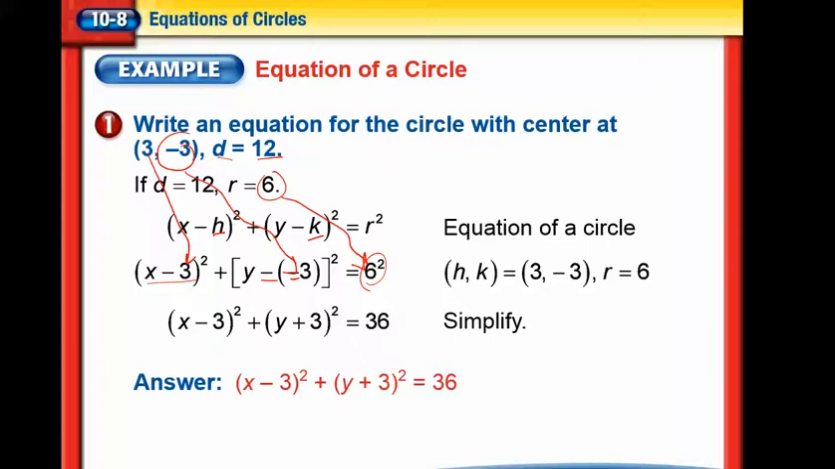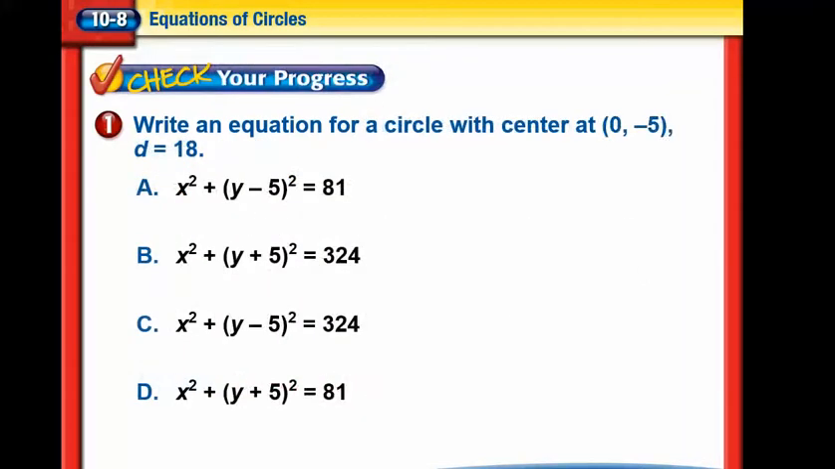Okay, that's what the equation of a circle looks like. So see if you can do this one. Pause the video, use your notebook, the equation of the circle that you should have written down in your notebook, and see if you can work this equation. Once you think you have it, unpause it and you can watch me work it out.